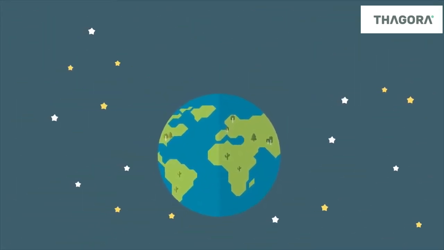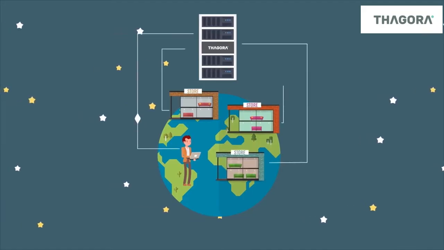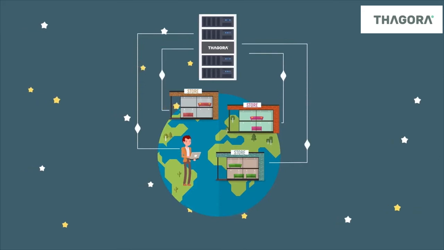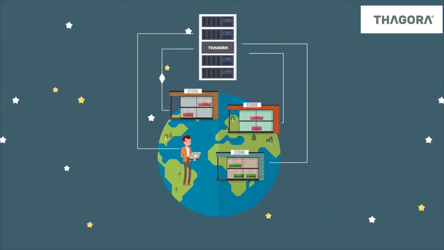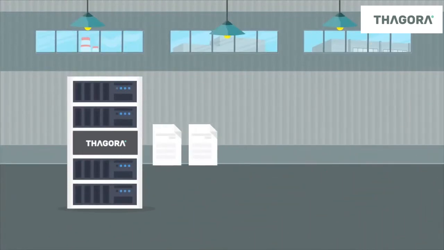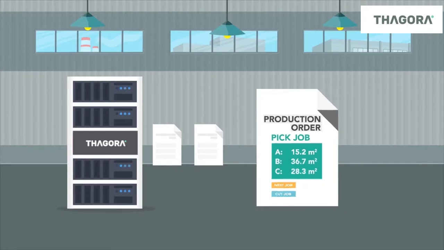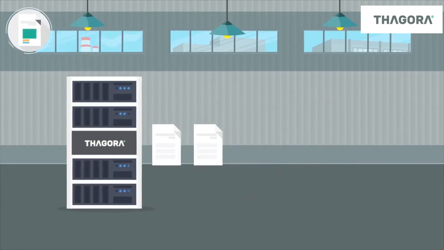The production workflow is triggered by the orders sent by different customers from around the world, which are received by Thagora. The automatic planning module optimizes the whole production by organizing these customers' orders into production orders. For each production order, three production jobs are created: the pick job, the nesting job, and the cut job. In this process, the required area of each rank for each job is automatically calculated in order to increase the nesting efficiency of the entire batch.